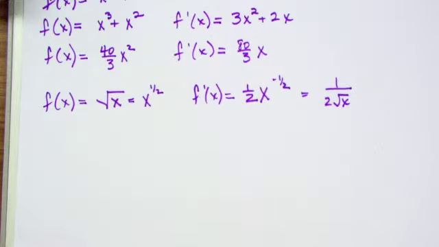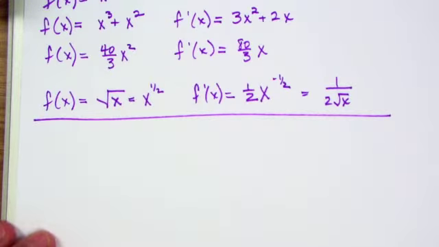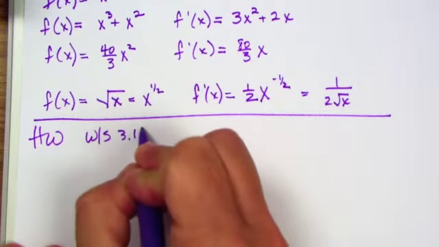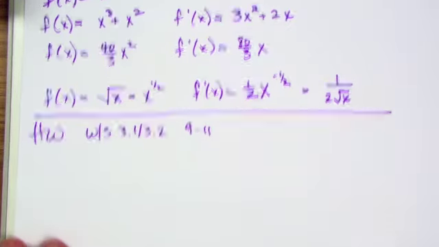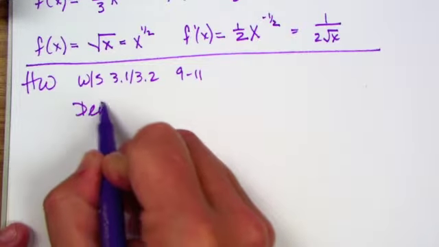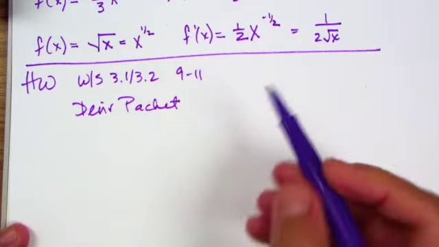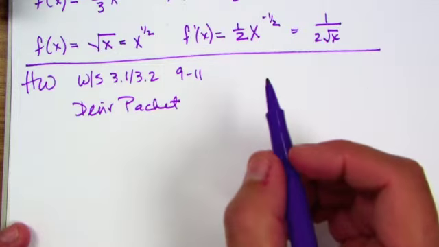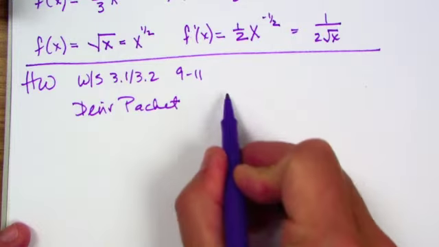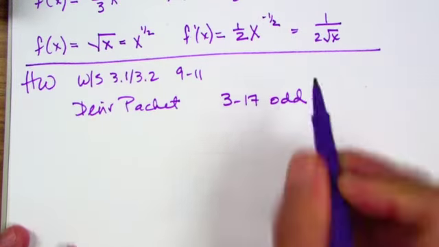Here's what's going to happen. You were supposed to complete 1 through 8 in your worksheet last night, so on that worksheet we want to do 9 through 11. Our homework is worksheet 3.1, 3.2, 9 through 11, because you've already done 1 through 8. And then the other part is this derivative packet that I'm about to hand you, and we're going to do 3 through 17 odd. They'll go super fast.